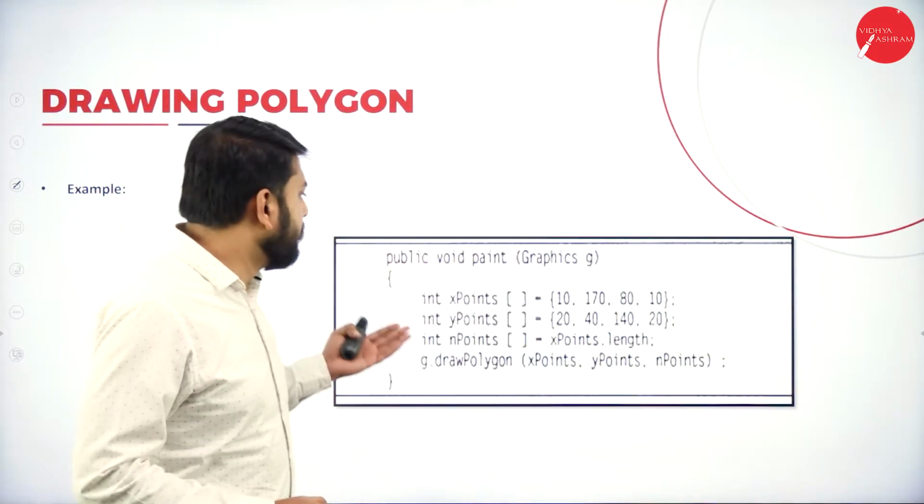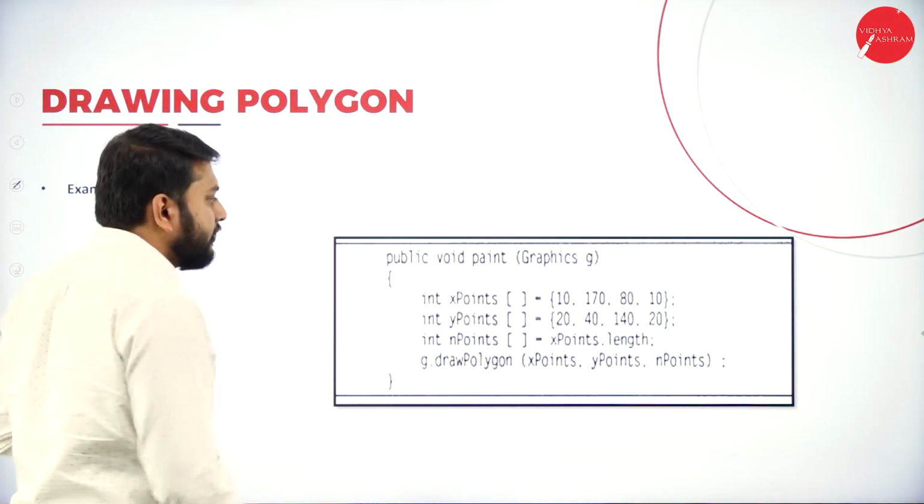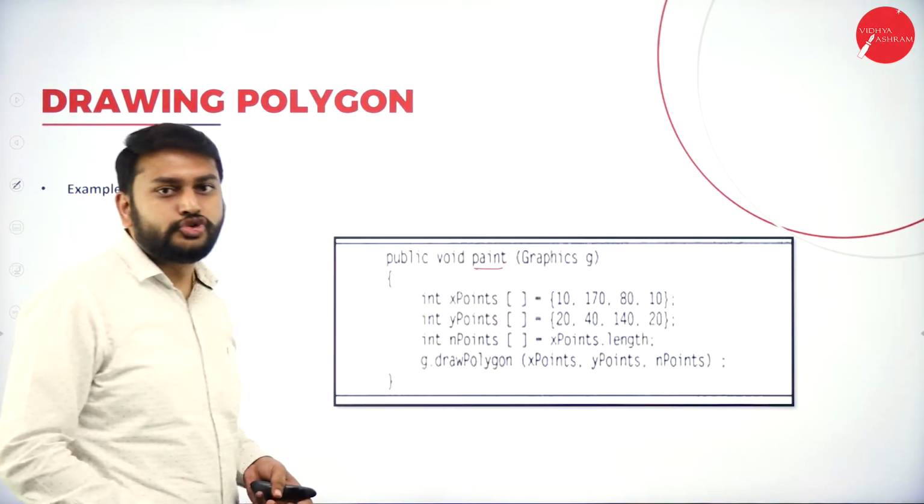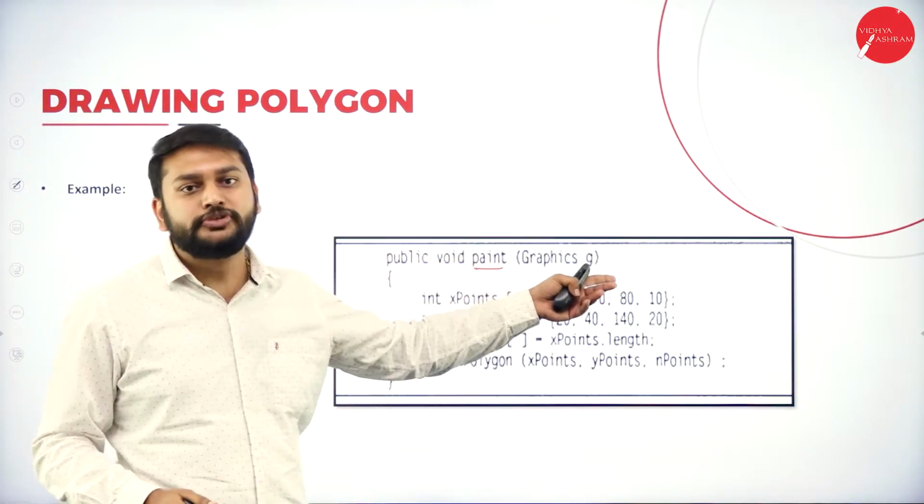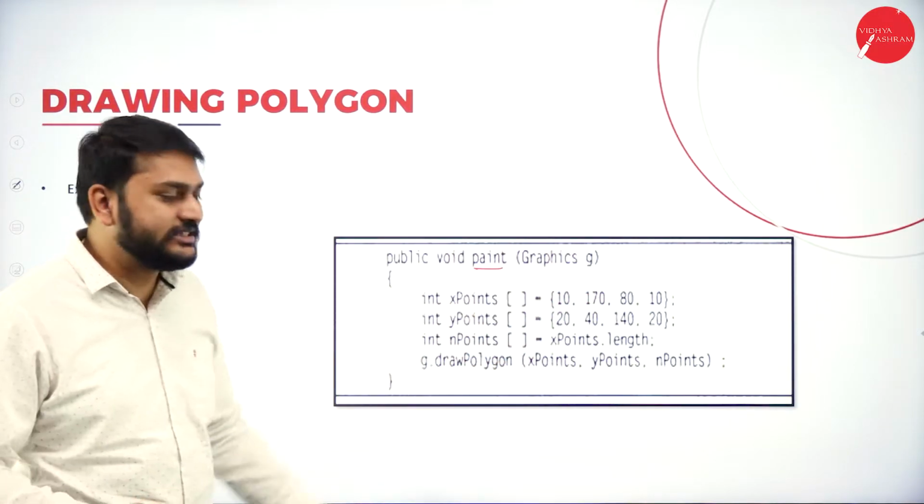What is that I have here? Please observe, I have taken the method called paint. So you all know that, and we have created an object for graphics. So that's what I will call it as a G, right?